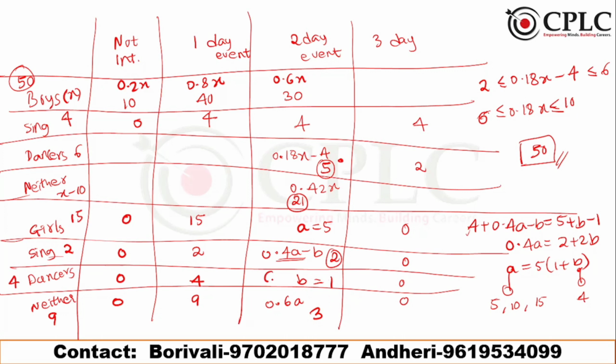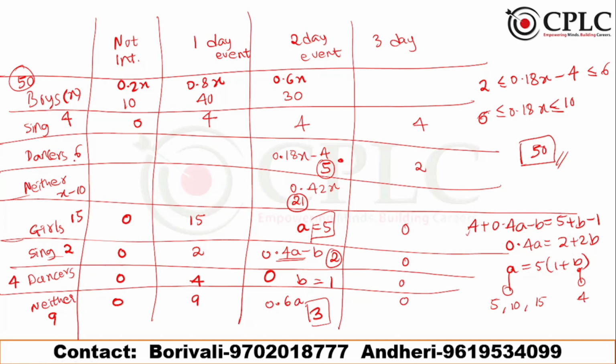And b is equal to 1, that means this number has to be 0 because a is 5 and this number is 21. 5, b is equal to 2, and lastly 0 and 3. That's the breakup of these many people.